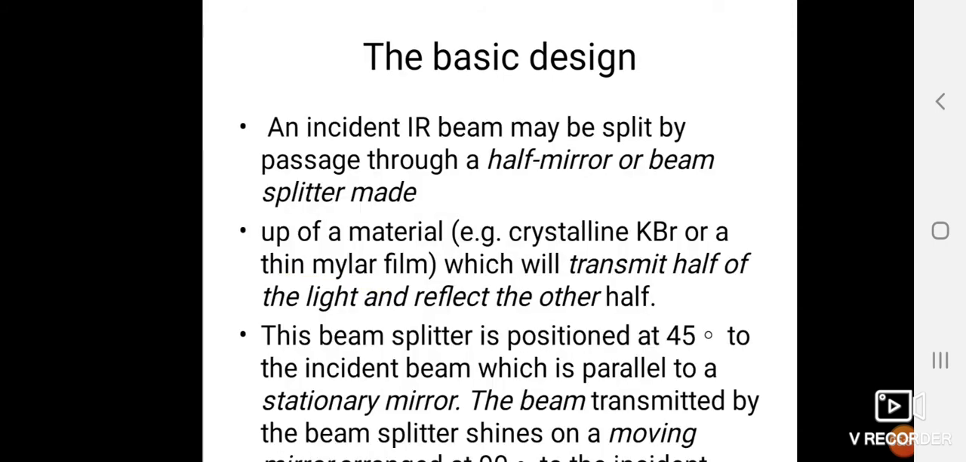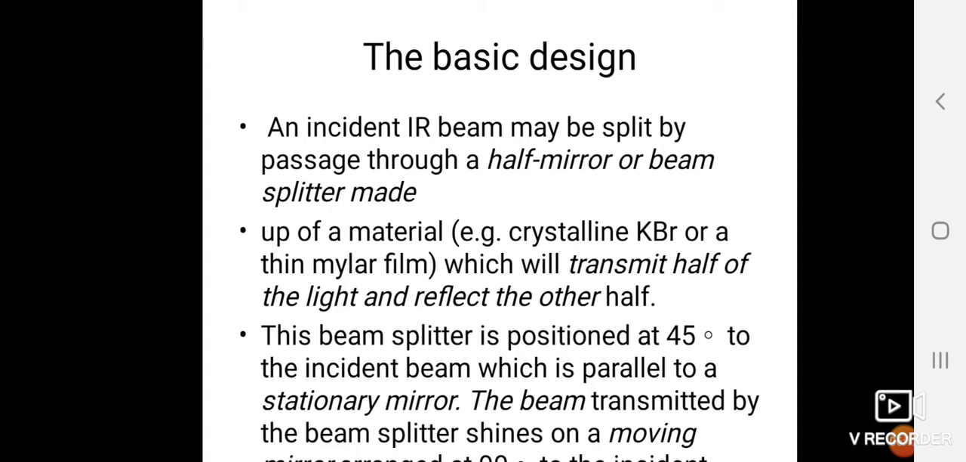So the incident IR beam may be split by passage through the half mirror or beam splitter, made of a material such as crystalline KBr or Mylar film, also being used here in the case of IR, which will transmit half of the light and reflect the other half. This beam splitter is always positioned about 45 degrees to the incident beam, in parallel to the stationary mirror.